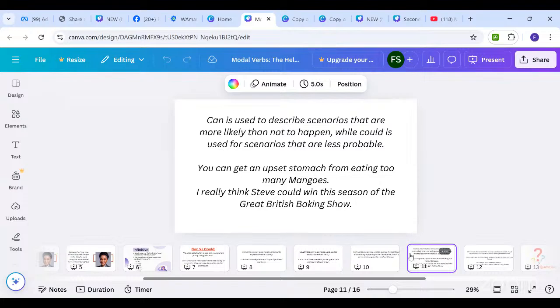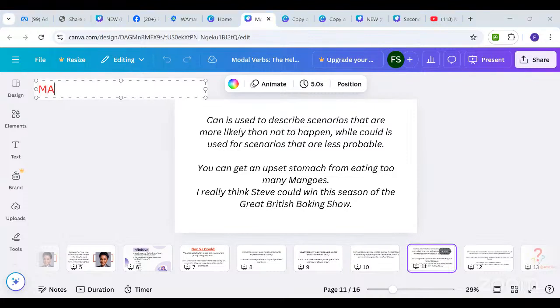Then let's talk about may. A lot of people misuse can and may. Sometimes we can interchange them, but most times we should not. It depends on what we're talking about. So how do we use may in sentences? Now, may most times suggests probability as well, but it suggests a greater degree of probability.